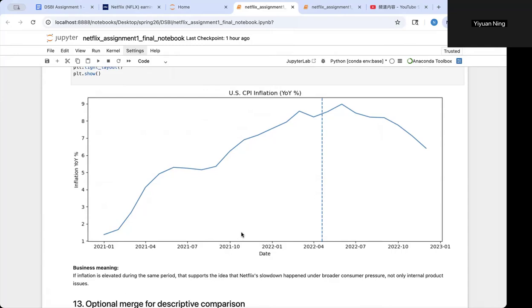In conclusion, this analysis used public data to better understand Netflix's 2022 subscriber loss challenge. The results suggest that the Netflix slowdown was related to uneven engagement, heavy dependence on a few hit titles, strong negative investor reaction, and a difficult macroeconomic environment. By combining engagement data, market data, and inflation data, we can better understand Netflix's business problem and propose practical actions for improvement. Thank you.